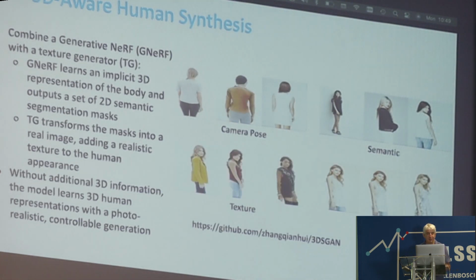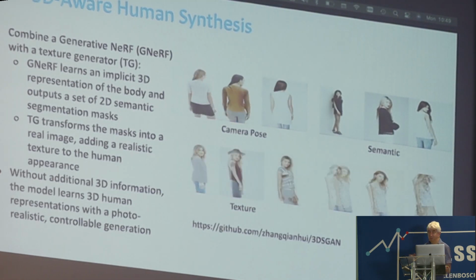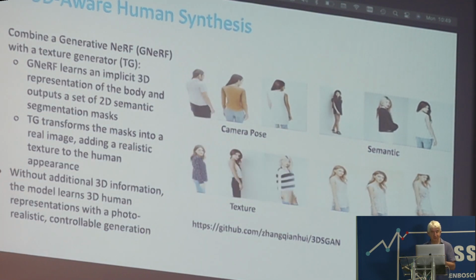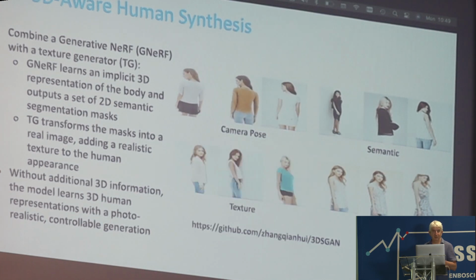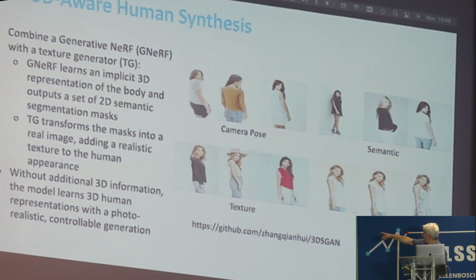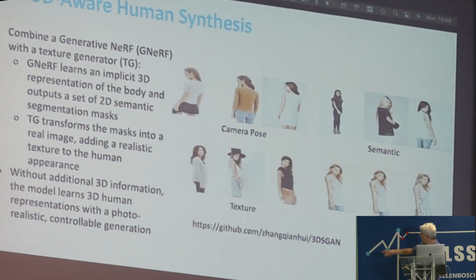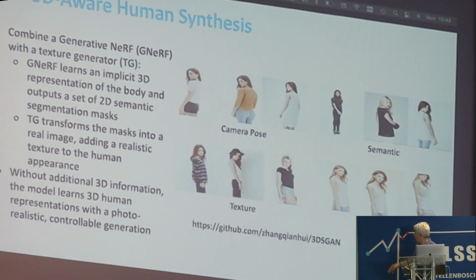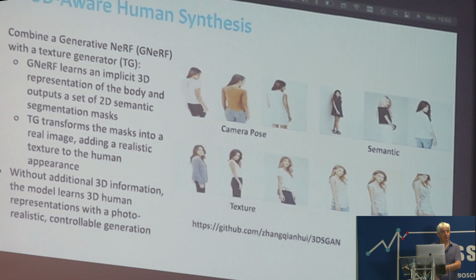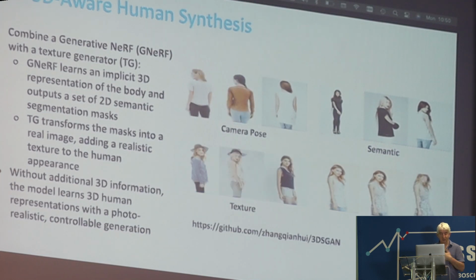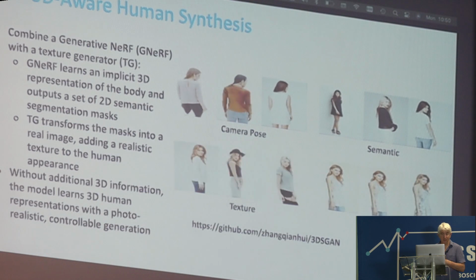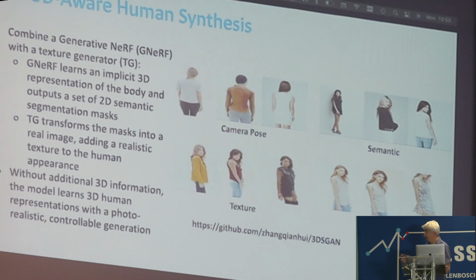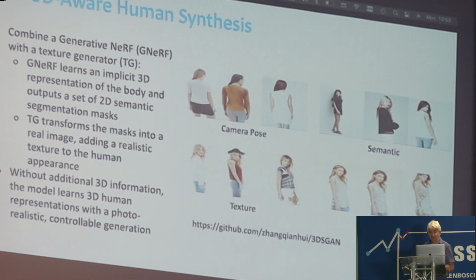Okay, well, we were going even further. This is a paper that was presented at ECCV, well, a few months ago. Here we were combining these generative NeRFs together with a texture generator, and then you can generate several things. You can change the camera pose. You can change the texture of generated images. You can do some translation of the model, or you can also change the semantics of the image. For example, you can go from short sleeves to long sleeves and so on. So you can do it without additional 3D information. You are still able to learn a 3D human representation with a photorealistic controllable generation. I won't tell you details, but you can do this type of thing.